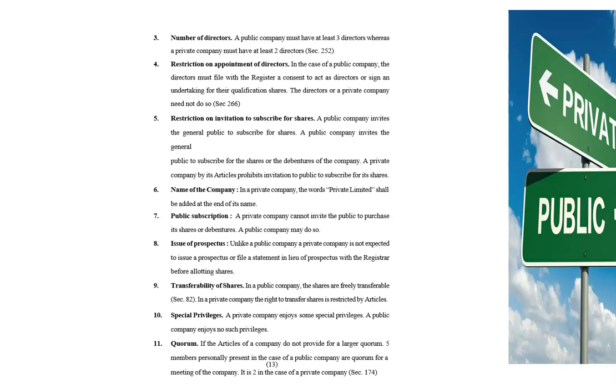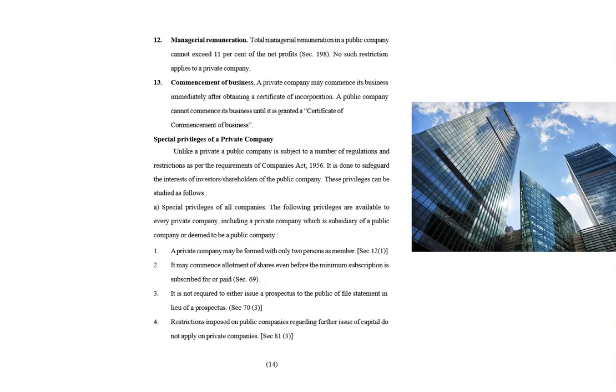So, the number of directors: 3 directors can be there. Directors can also be appointed, right? The name of the company can be decided, but limited has to be used. Issue of prospectus, that is a combination of the certificate of incorporation, AOA and MOA, Memorandum of Association and Articles of Association. Quorum and special privileges are decided there, right? Managerial remuneration.